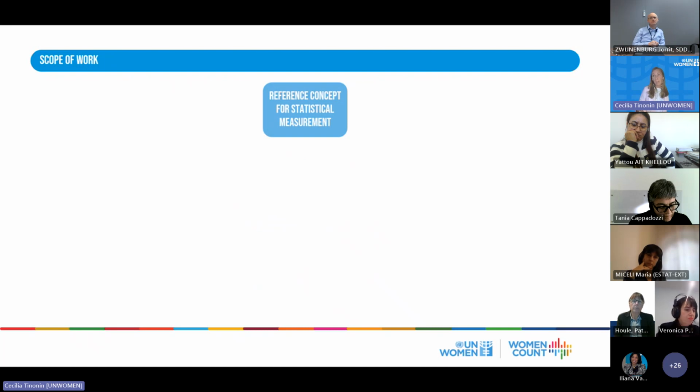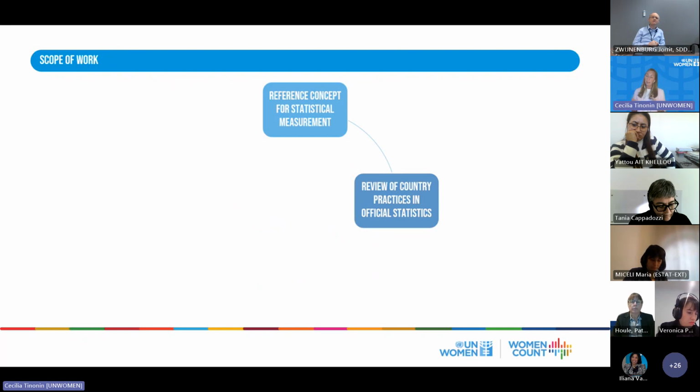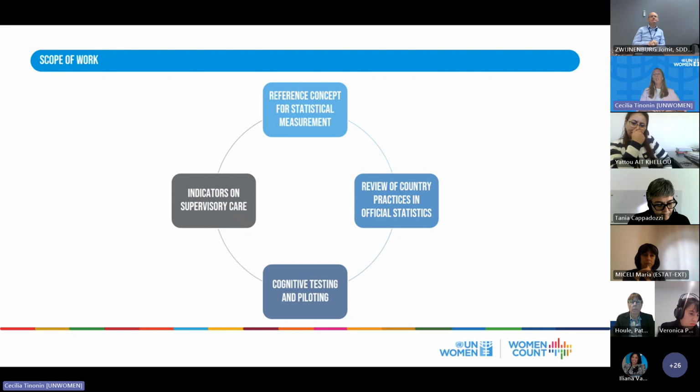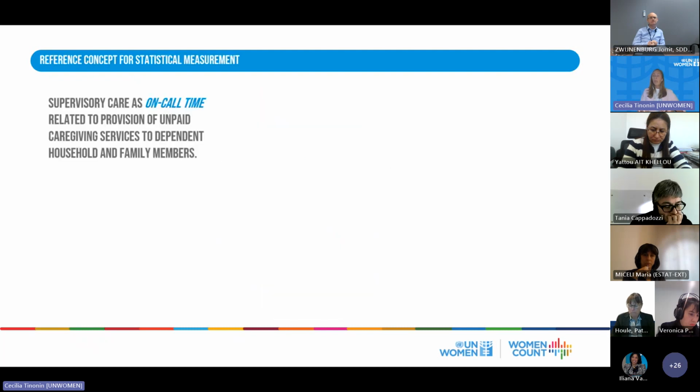We focused more specifically on developing a reference concept for the statistical measurement of supervisory care in official statistics. We also reviewed promising country practices in official statistics, both diary-based and stylized retrospective questions. We looked at the results from cognitive testing and piloting, and we scoped indicators, main headline indicators on supervisory care.